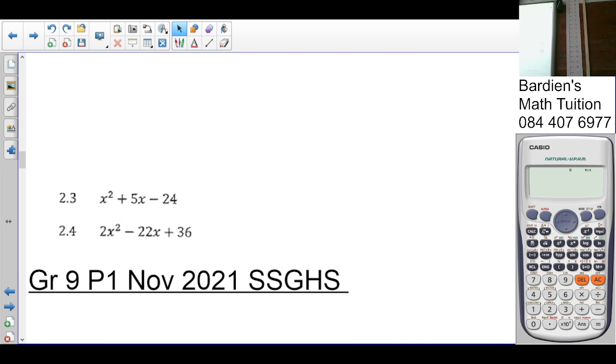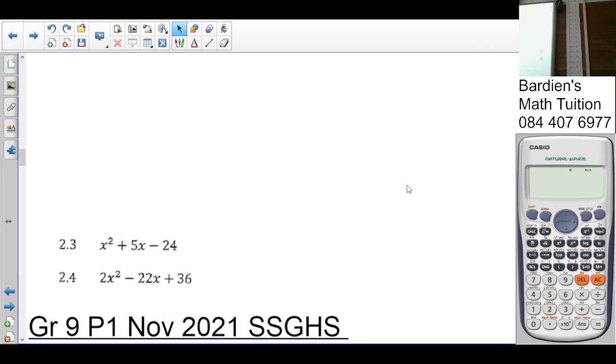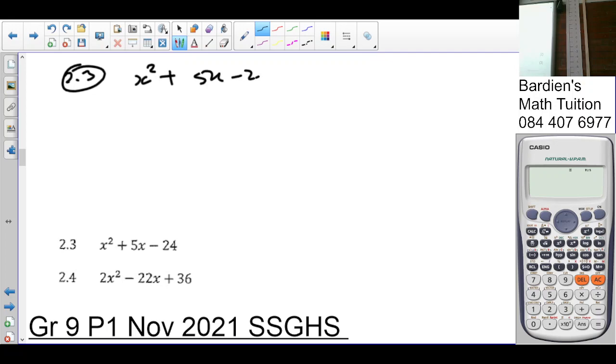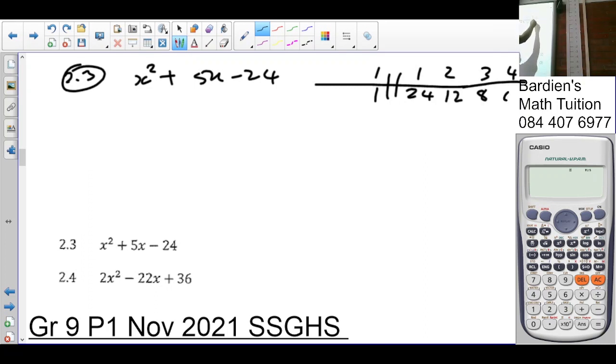Next we have 2.3. The sum is x squared plus 5x minus 24. On the product line goes 1 and 24, 2 and 12, 3 and 8, 4 and 6. We add or subtract our products. We subtract to get 5, so it must be 8 and 3. So 8 times 1 is 8, 1 times 3 is 3, you subtract to get 5, and that's what I want. So in the brackets go 1 and 3, 1 and 8.